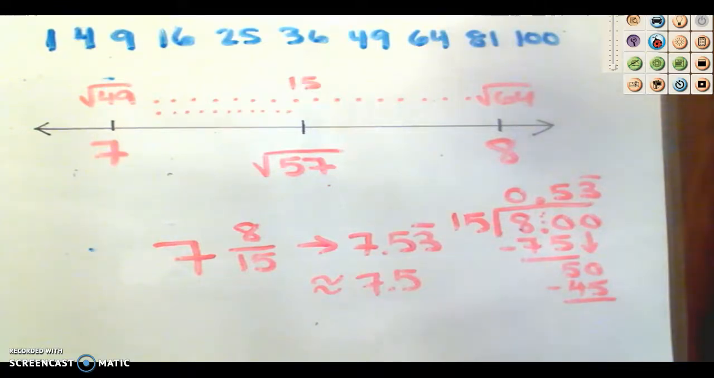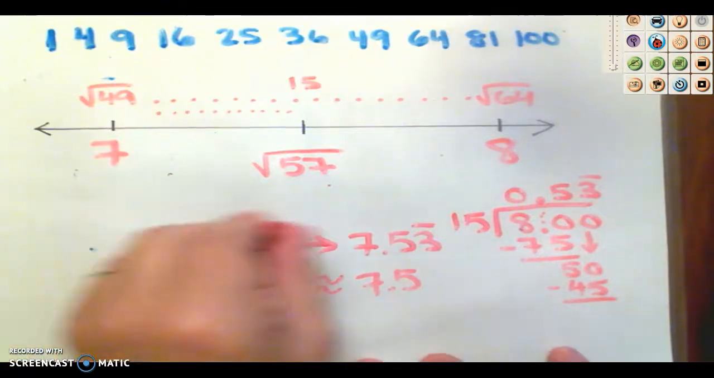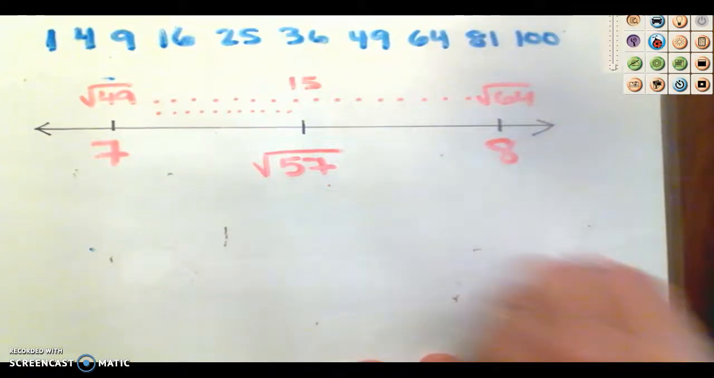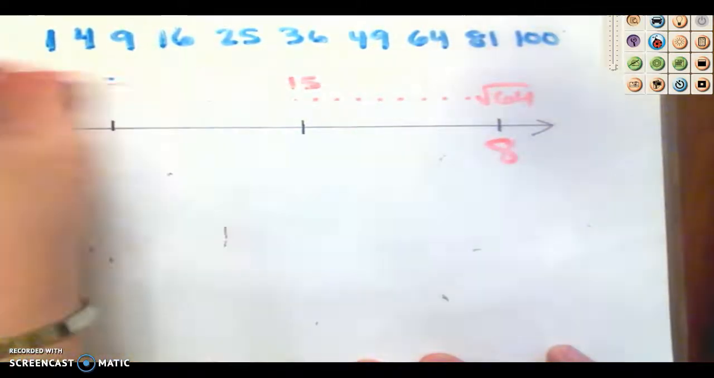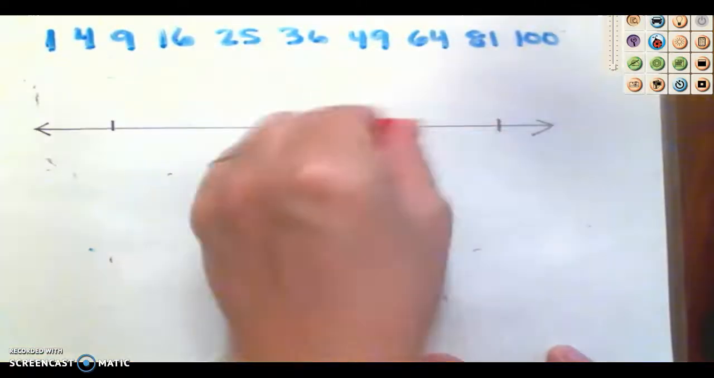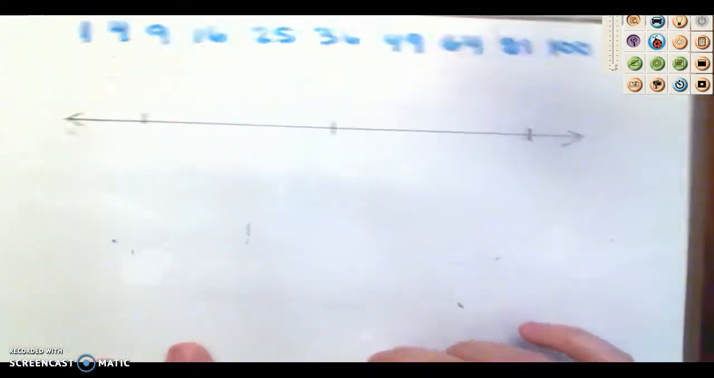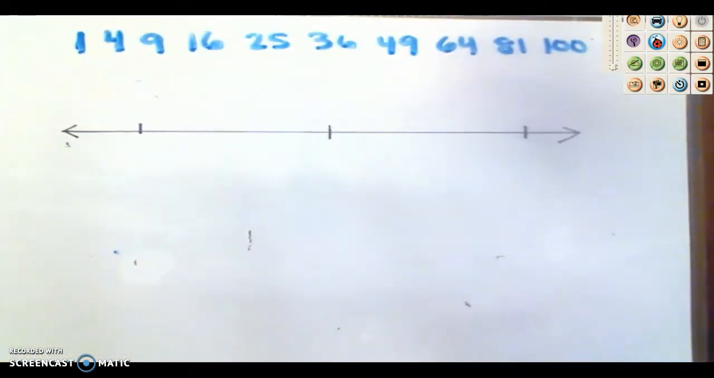So what I'd like you to do right now is on your paper, you have to estimate the square root of 11. So pause the video, see if you can estimate it, write it as a fraction, and then turn that fraction into a decimal rounded to the nearest hundredth. And when you're ready to check your work, go ahead and unpause and see how you did.